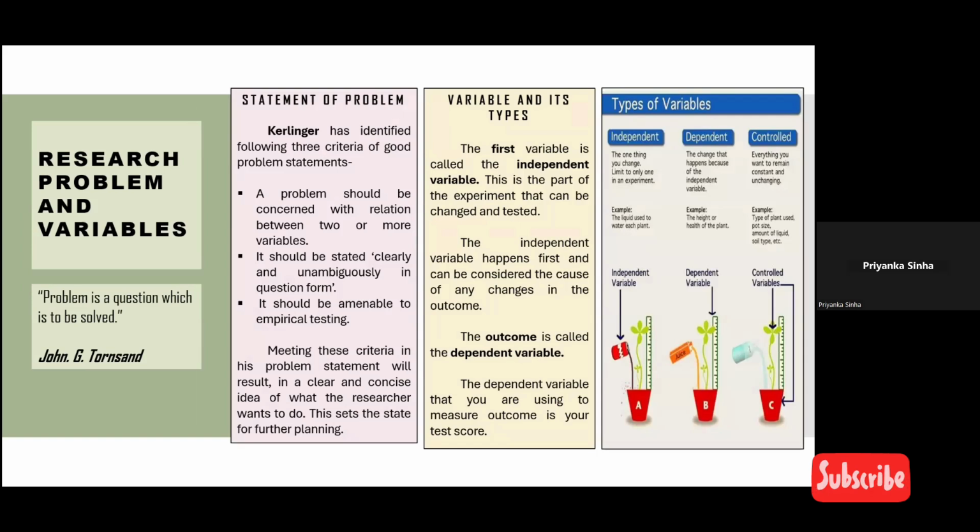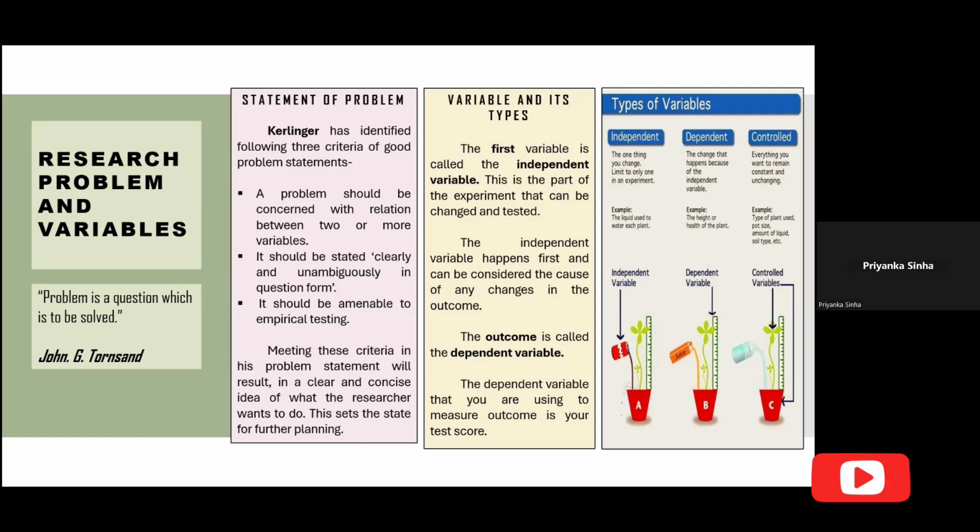A research problem and variables. The first variable is called the independent variable. This is a part of the experiment and it can be changed or tested. Like the liquid used to water each plant, it is an independent variable. It changes depending upon the research method or research problem. Like we used mineral water, juice, or simple water.